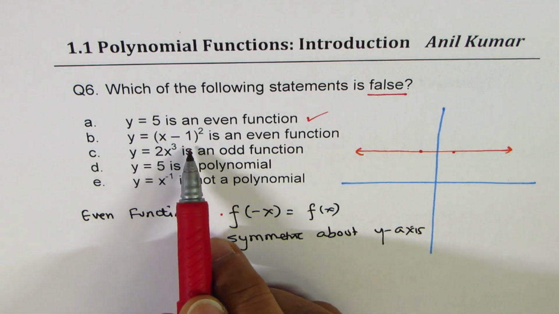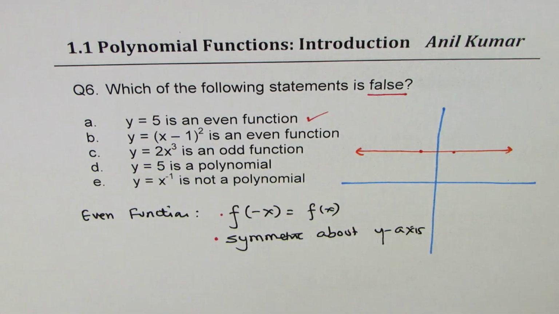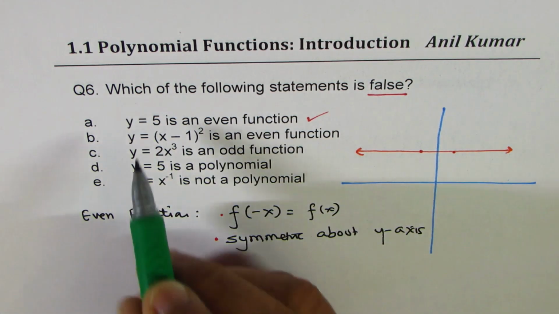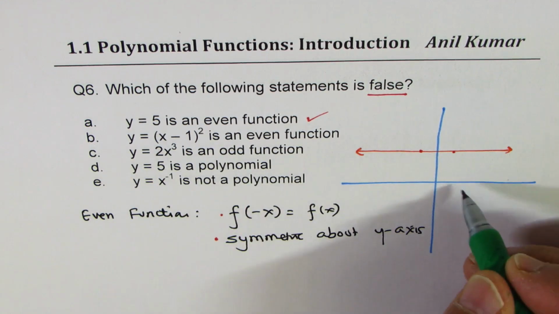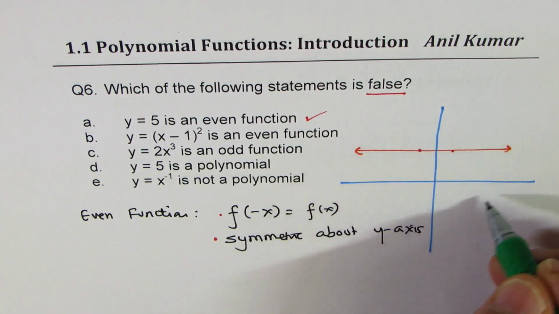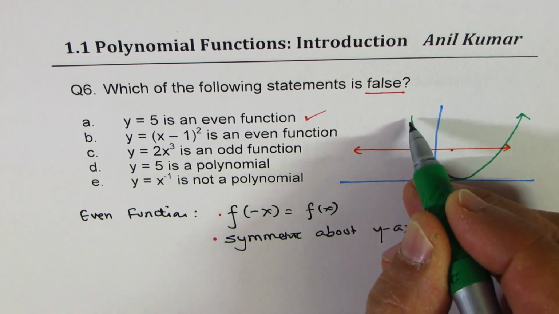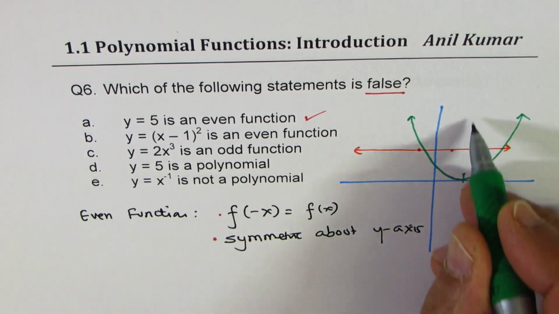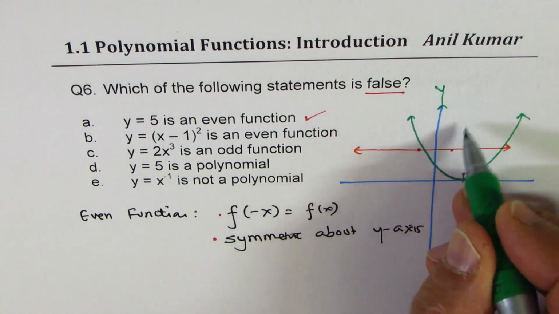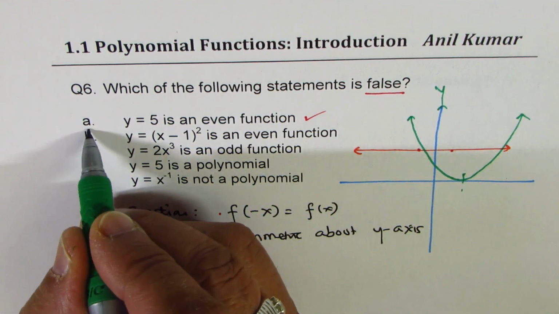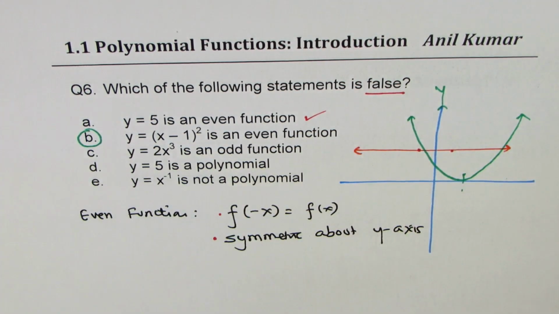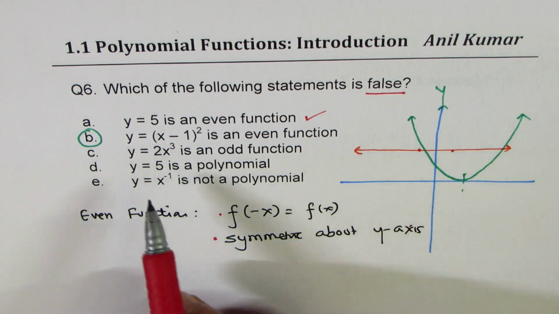Y equals (x minus 1) squared is an even function. If I have x minus 1, that means the parabola has moved 1 unit to the right, so it looks like this. Now it is no more symmetric about the y-axis, so this function is not an even function. This statement is false. Perfect. The other statements are true, but let's look into them.